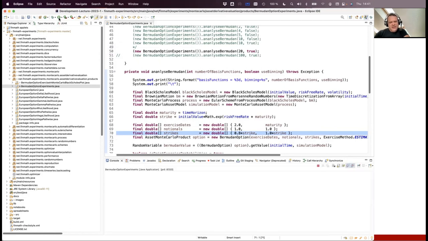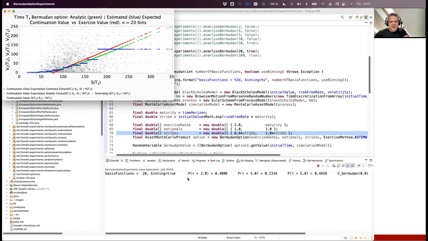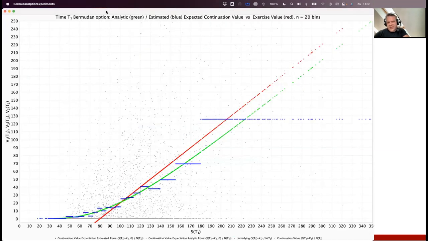Maybe I just run this little program, and now just for the case with the binning. So with 40% probability, we exercise in time T1 being equal 2 years, and with 13% probability, we exercise in time T2 being 5 years, and with 46% probability, we don't exercise at all. Yeah, so we take zero. So this is the picture that we get with now binning.